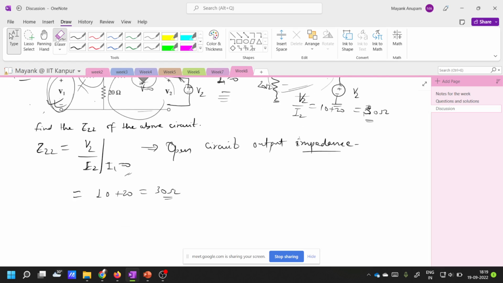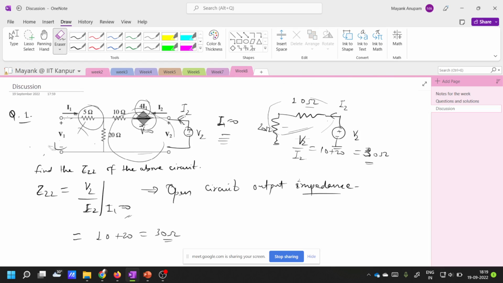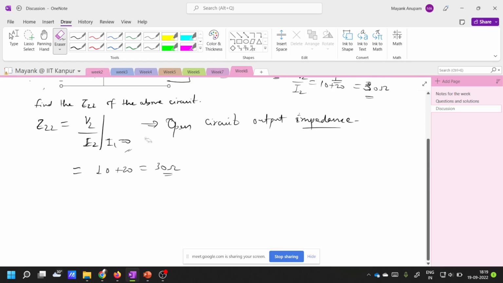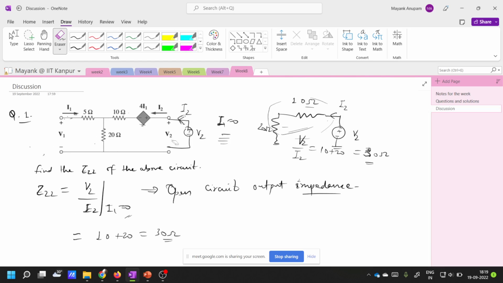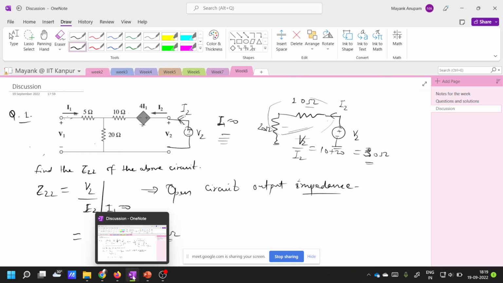Fine. So now let's erase this. It's looking messy here. Fine. So the answer is 30 ohms. Z22 is 30 ohms here. So now let's move on to the next question.